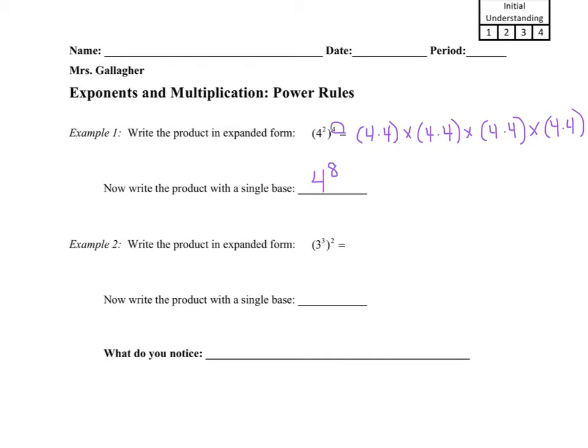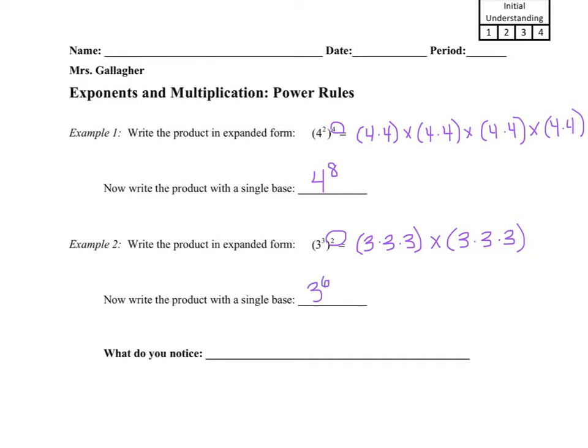Let's look at example 2. It says write the product in expanded form. So 3 to the 3rd power is inside the parentheses to the 2nd power. Let's expand that. 3 to the 3rd power means 3 times 3 times 3, and we're going to times that squared. So how many 3s do we have? 1, 2, 3, 4, 5, 6. So let's write the product with a single base. That would give us 3 to the 6th power.